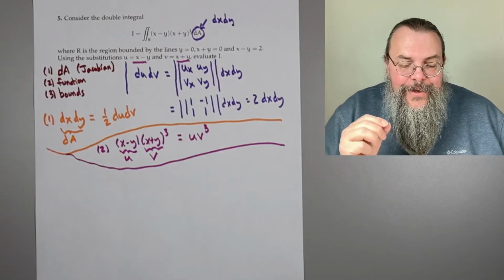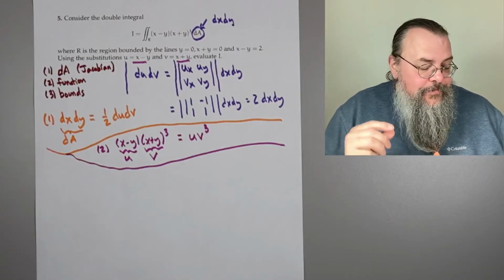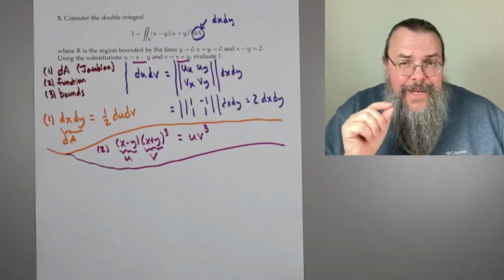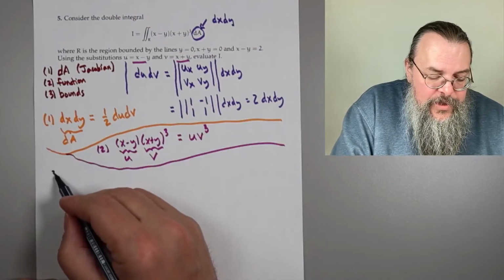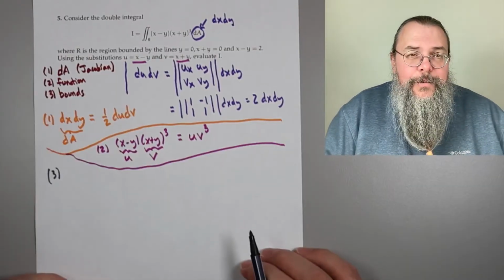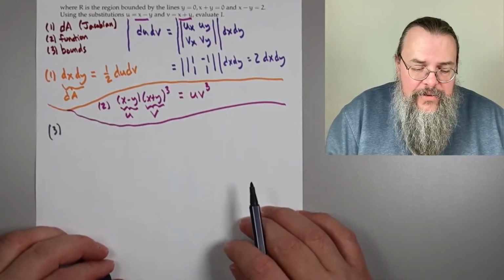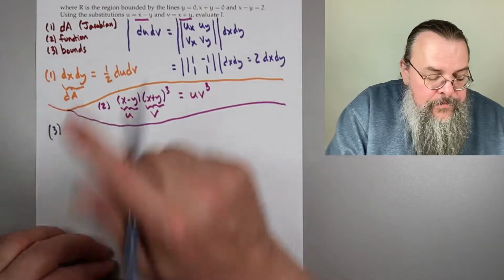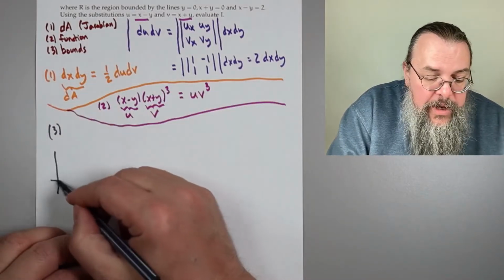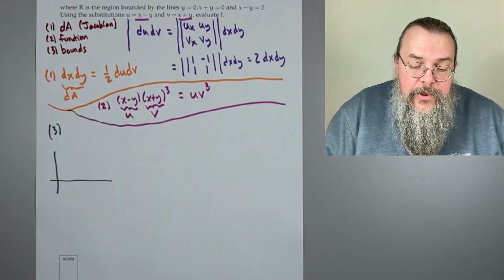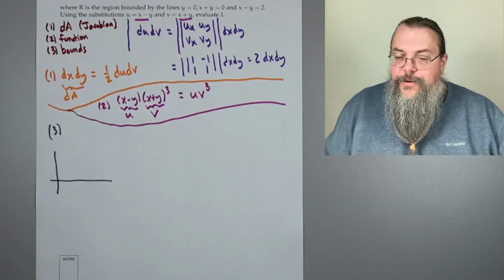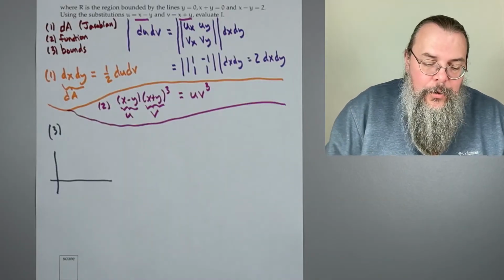And this, you've got to think about this. Hopefully not too much, but enough. Okay, so here we go. We're on to the bounds. We must pay attention to the bounds. So, what are our bounds? So, we have 3 curves. So, it's a triangle.